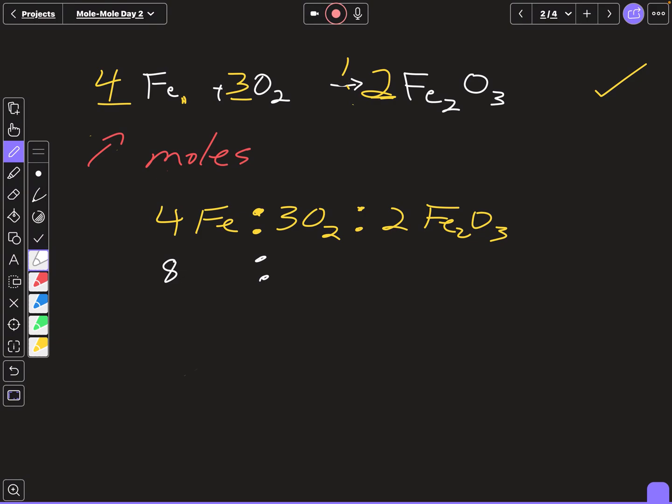Well, it's a 4 to 3 ratio. So how would that be if I had 8 moles of Fe? That would have to be 6, right? Because 8 and 6 would reduce down to 4 and 3.